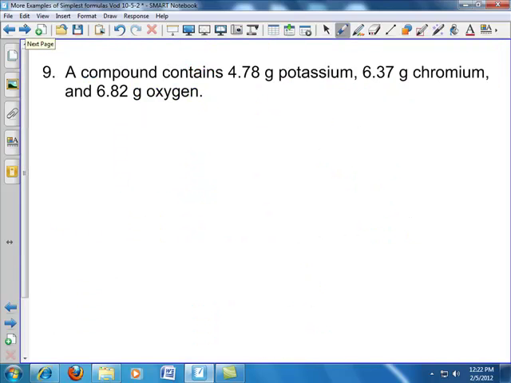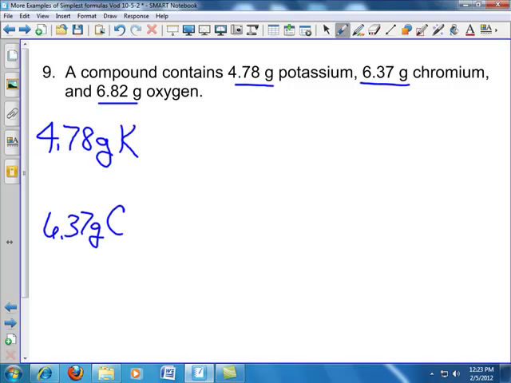Okay, let's look at this one. Now, this is number 9 on your sheet, and I chose this one as an example for the main reason that you're already given grams. So the first step, which is change percents to grams, you do not need to do. I already have grams, so I can go ahead and just start with 4.78 grams of potassium, 6.37 grams of chromium, and 6.82 grams of oxygen.